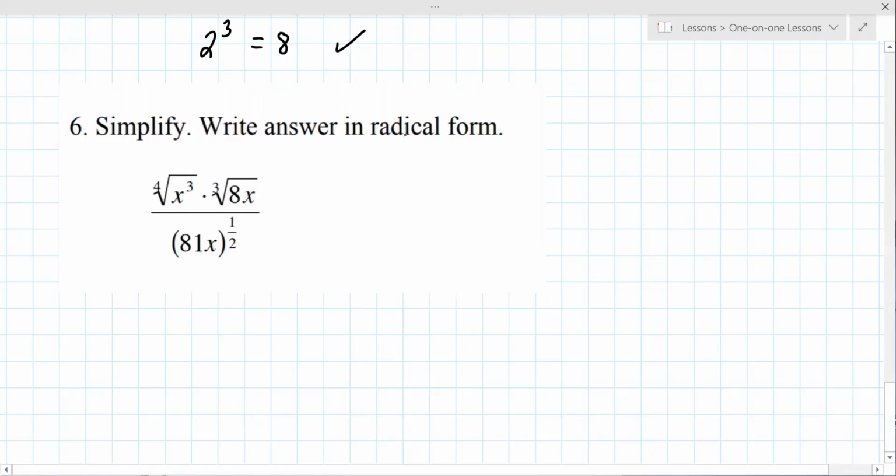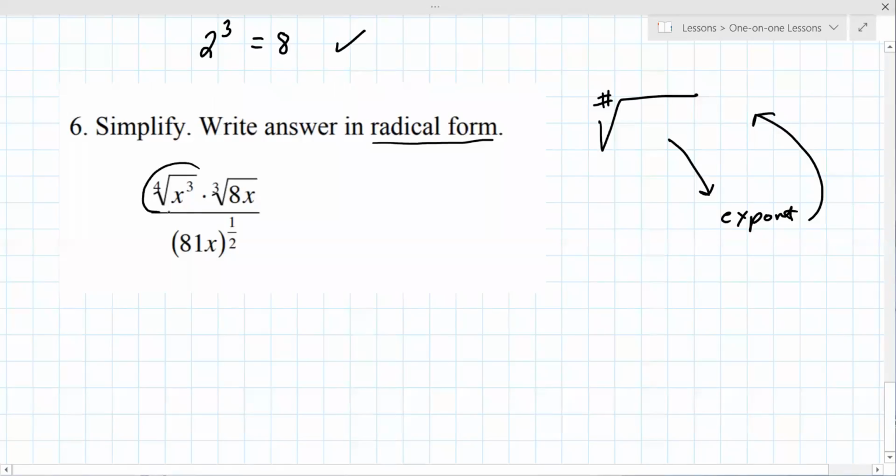When it says write answer in radical form, they're expecting to have some sort of this symbol and maybe a number here when you're all done. But to do that, you have to convert it to exponent form and then back. So this right here, this piece is written as x to the 3/4 power. Yeah, I remember this. Okay, and then this one is written as 8x to the 1/3 power.